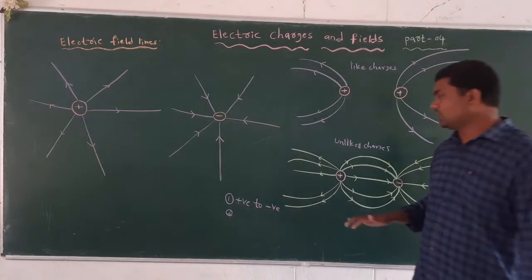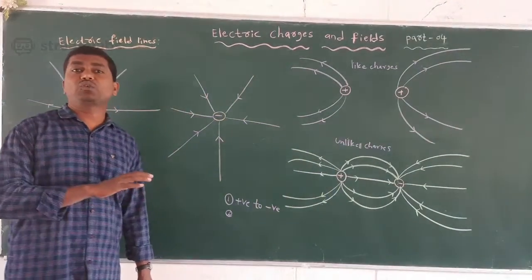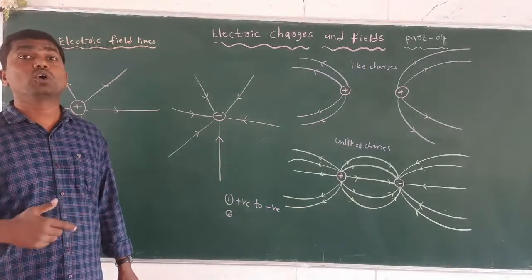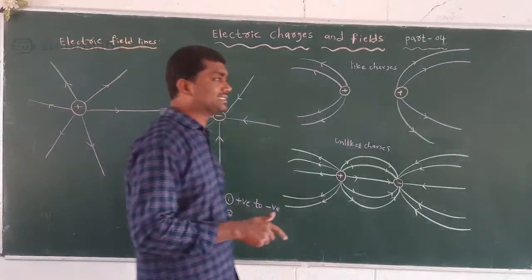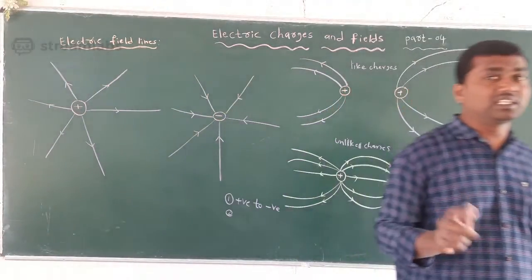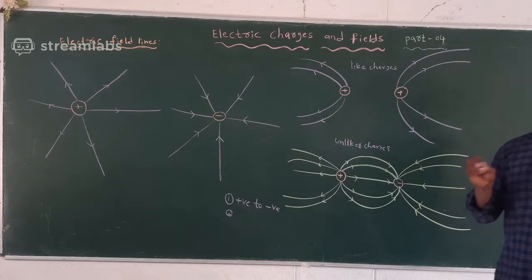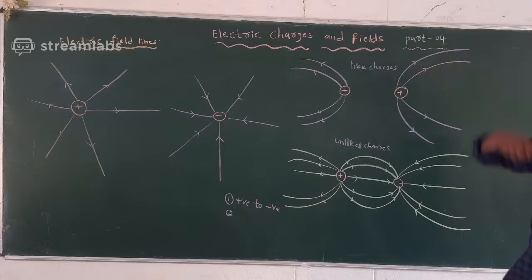And the next one is that electric field lines do not form closed loops. Why? Because the electric field is conservative in nature, so it does not form a closed loop. This is very important for a very short answer question.